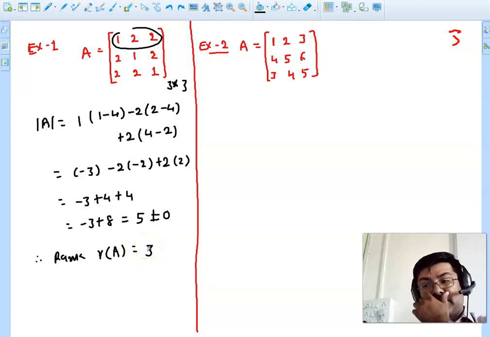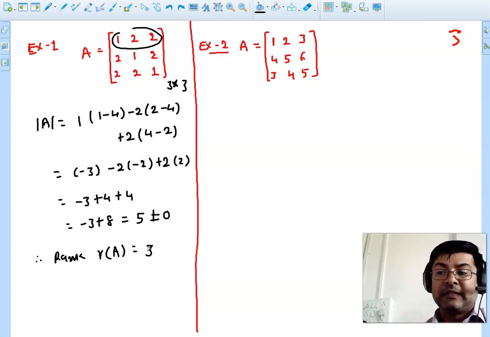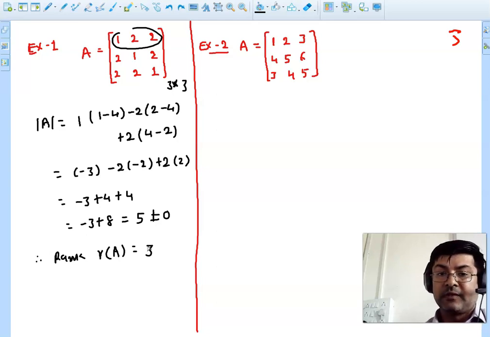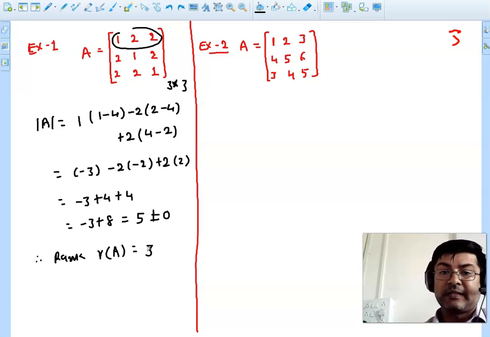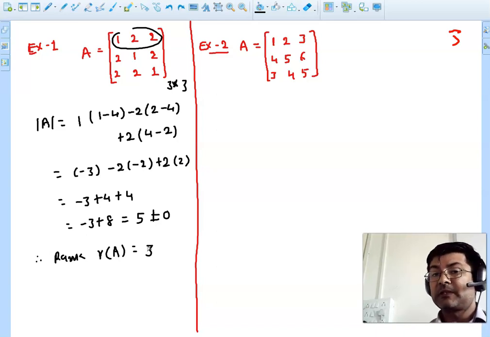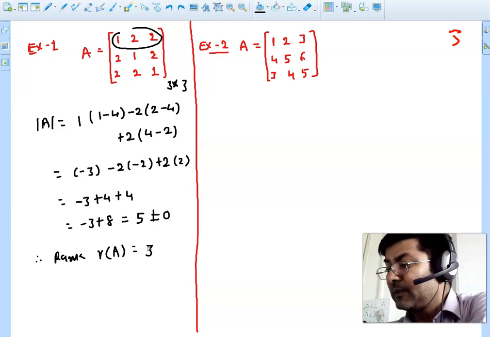Clear? What happens if A is singular? Then we will try a square submatrix of order 2, a lower order. And then we will check whether we are getting at least one square submatrix of order 2 which is non-singular. Then we can say that the matrix has rank 2. This will be clear by the second example.